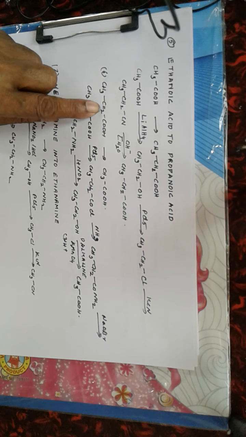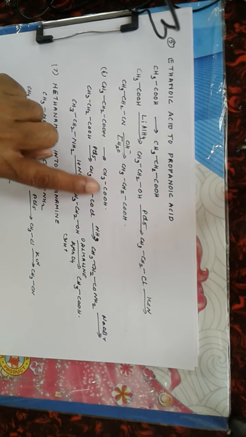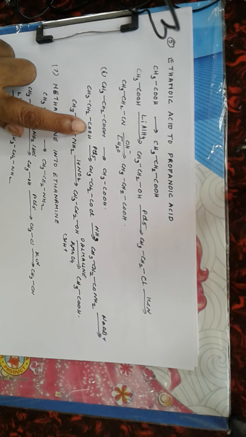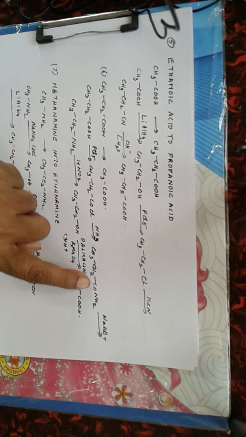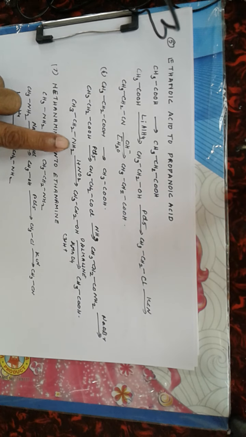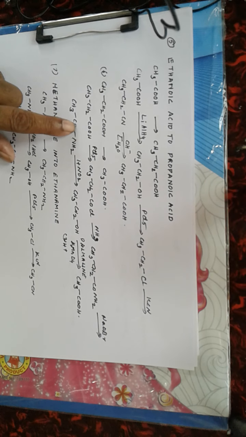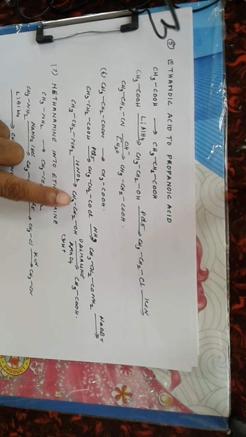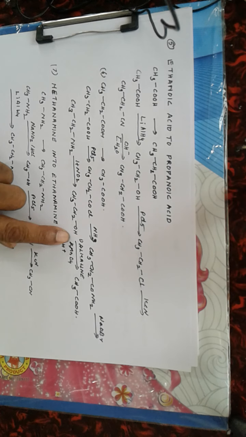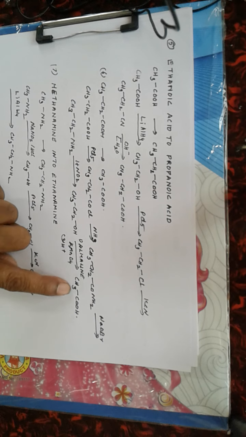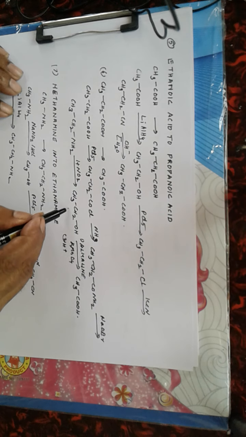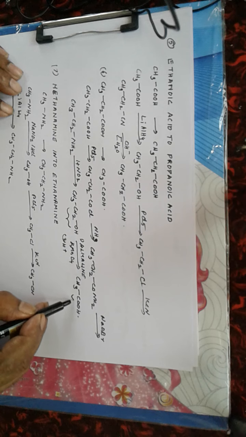Then descending the acid, CH3CH2COOH to CH3COOH. CH3CH2COOH plus PCl5, we get CH3CH2COCl, then ammonia, CH3CH2CONH2, then NaOBr, Hofmann degradation reaction, CH3CH2NH2. Nitrous acid reaction, we get CH3CH2OH, N2 and H2O. Alkaline KMnO4 oxidation, CH3CH2OH is converted to CH3COOH, so that the primary alcoholic group is converted to carboxylic acid group.